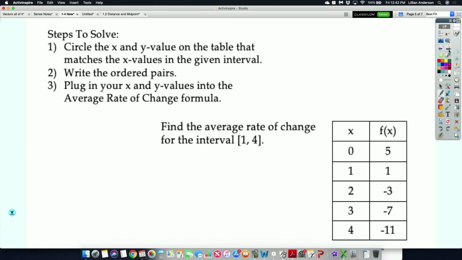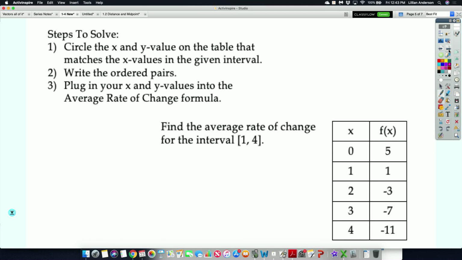Let's look at it from a table. These are all the steps to help you, okay? Because there's a lot of other things in your graph or in your table that can be distracting. You want what you want. It says circle the x and y values on the table that match the x values in the given interval. You want to write the ordered pairs. Plug in your x and y values again into the average rate of change formula. We want to find the average rate of change for the interval 1 to 4.